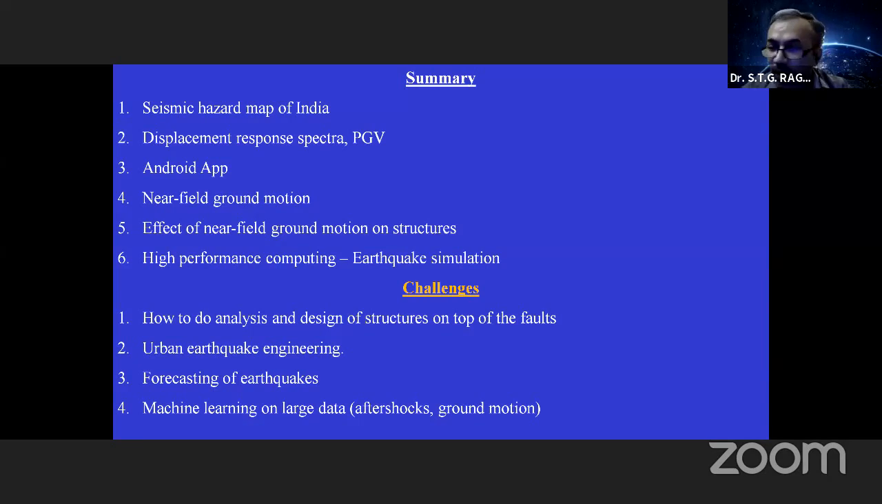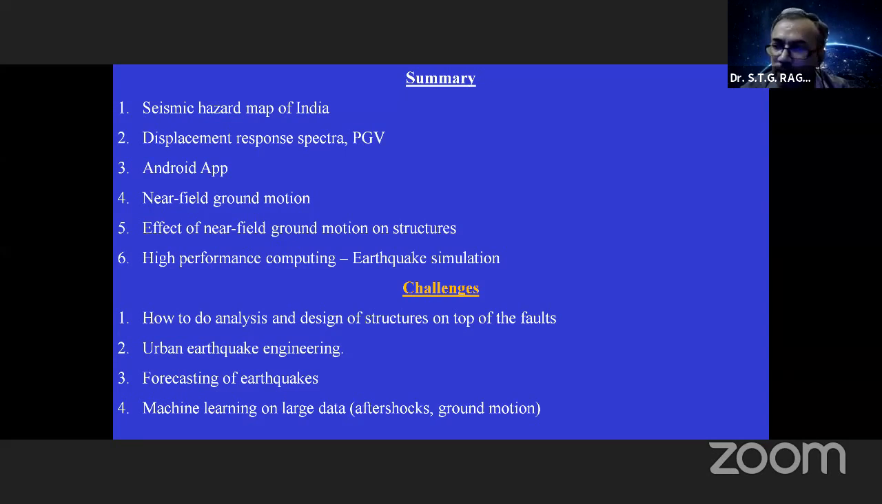Then of course earthquake forecasting. Earthquake forecasting is the most popular problem, and nobody has been able to forecast earthquakes. But still, if somebody wants to do something new, one can contribute here. Then machine learning: everybody is talking about machine learning and artificial intelligence nowadays. One can use this on our data sets.